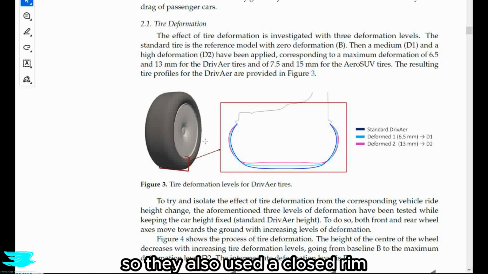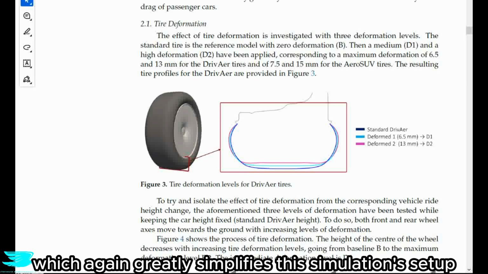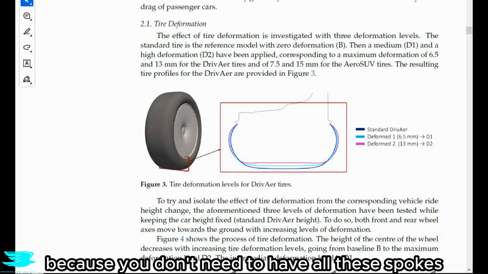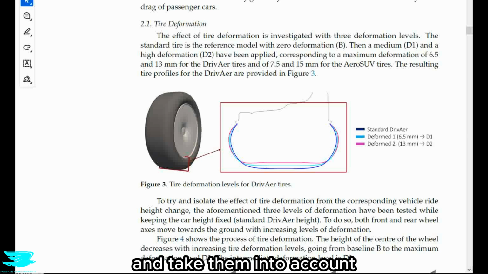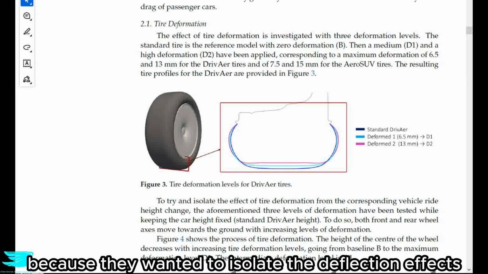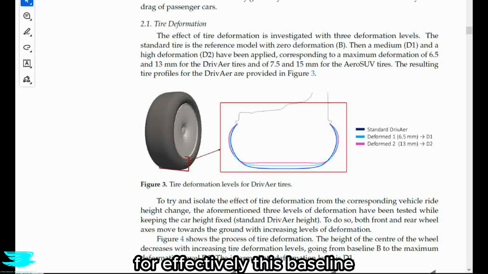So they also used a closed rim, which again greatly simplifies the simulation setup because you don't need to have all these spokes and take them into account in terms of the rotation. The authors also are pretty smart because they say that they didn't want to add the tread or open rims because they wanted to isolate the deflection effects for effectively this baseline tire and rim combo. So there's definitely merit to that idea.